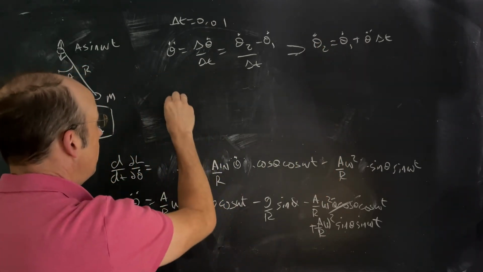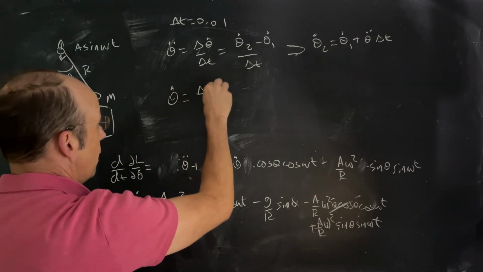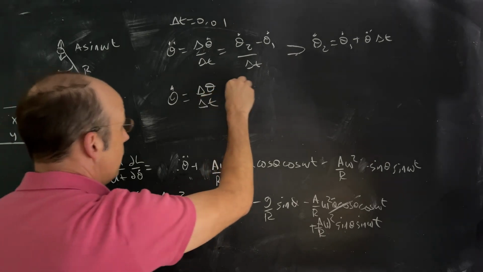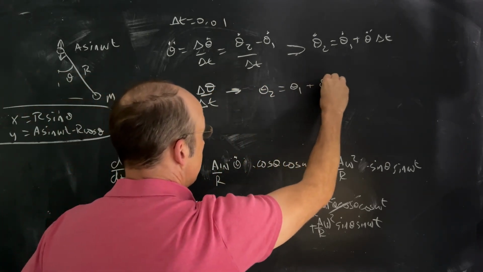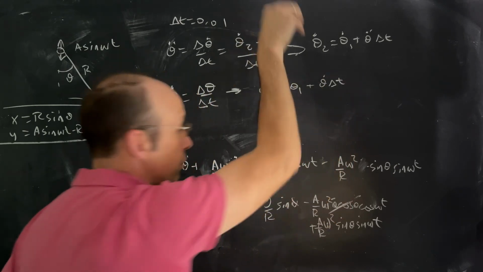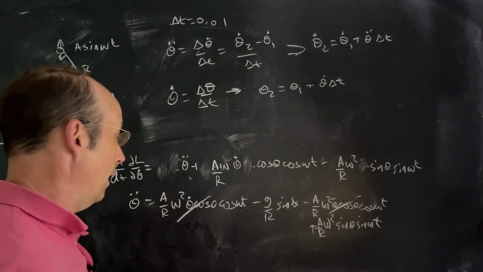And then I can do the same thing for theta dot as delta theta over delta t, and this gives me theta 2 equals theta 1 plus theta dot delta t. And then I just do it again and again and again.